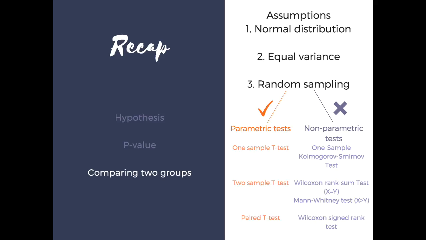The next assumption that we look at is equivariance. And the third assumption we look at is random sampling from the population to form the sample. So if these assumptions are met, we use the parametric test. If the assumptions are not met, we use a non-parametric test. So you can look at the examples as below.